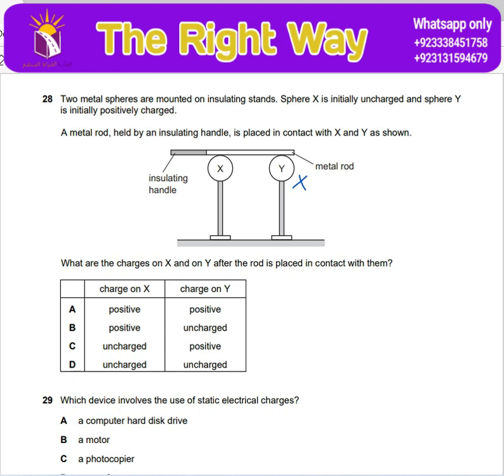Okay, as Y is positively charged, some of the electrons from X will move toward Y, and X will also become positively charged. When both of them become positively charged, the movement of electrons will stop, or they will be in equilibrium, not thermal, electrical equilibrium. So both of the bodies will become positively charged. So A is the right option. Charge on X will be positive and charge on Y will be positive.